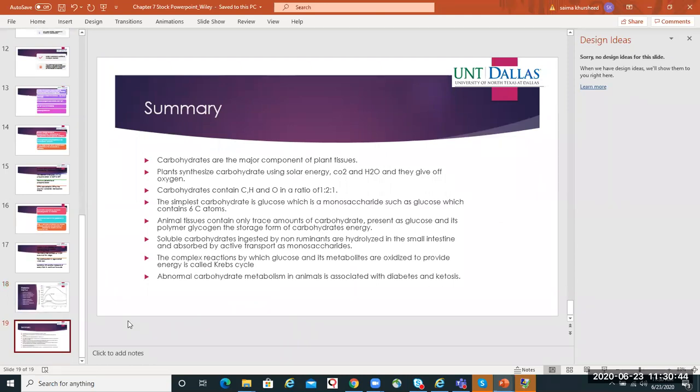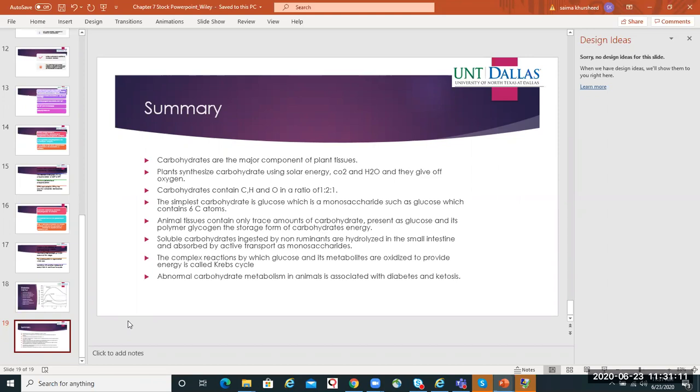So we can say that carbohydrates are the major components of plant tissues, and plants synthesize carbohydrates using solar energy, carbon dioxide, and water, and they give off oxygen. You all know that this is the process of photosynthesis, which is vital for animals, and they could not exist without this transformation.